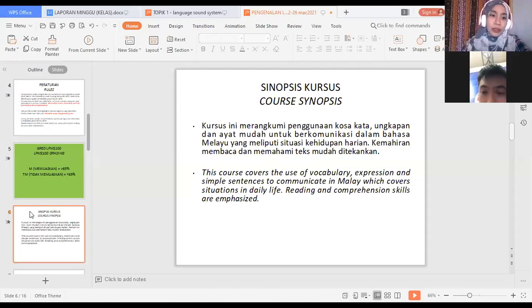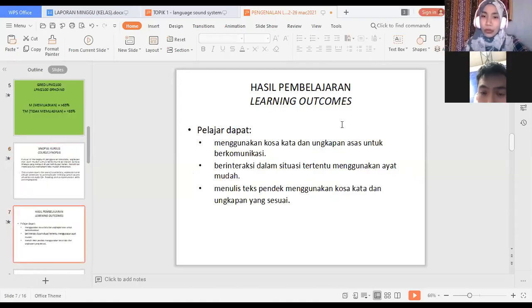Right? So this is a learning outcome. So what you will get at the end of the subject. You can use the vocabulary, menggunakan kosakata. That means you can use the vocabulary that you will learn to communicate with Malaysian people, or the Malaysian community.